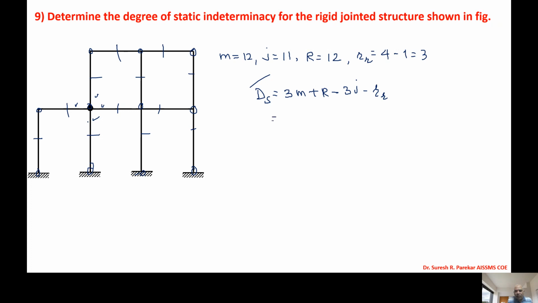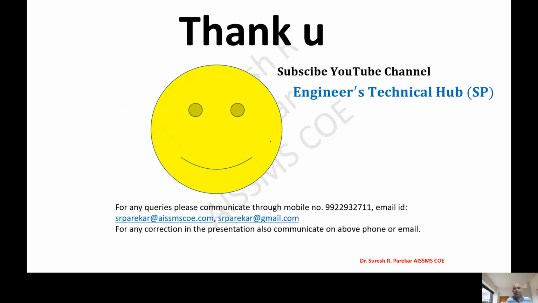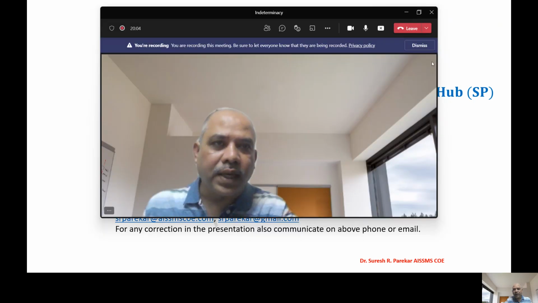So we will have now 3 into 12 plus 12 minus 3 into 11 minus 3. So this is 3 into 12, 3 into 12, and then we will have only 12. So DS equal to 12. So likewise, we have to solve the problems on indeterminacy. So we will stop here only.